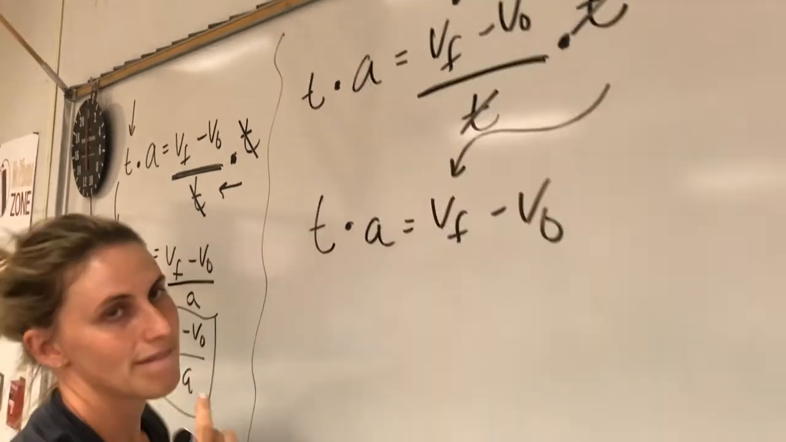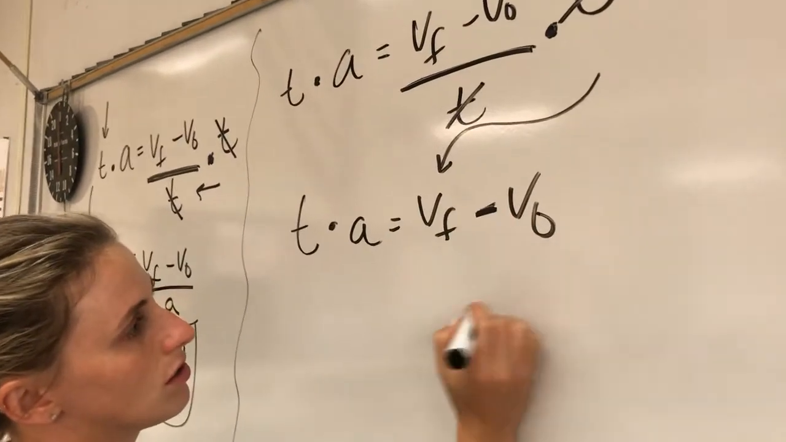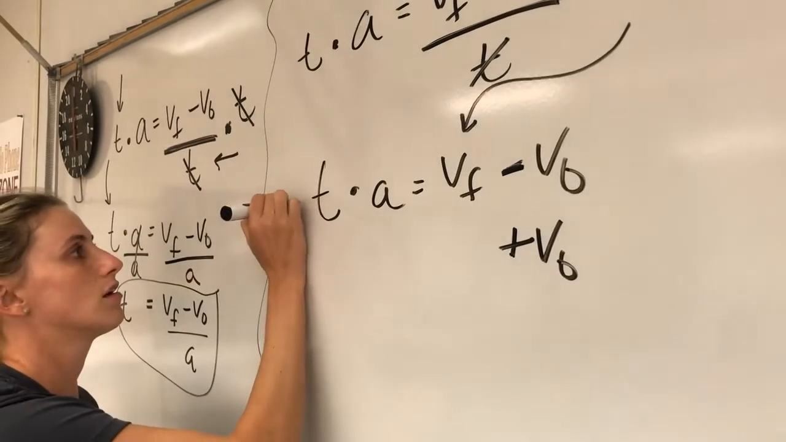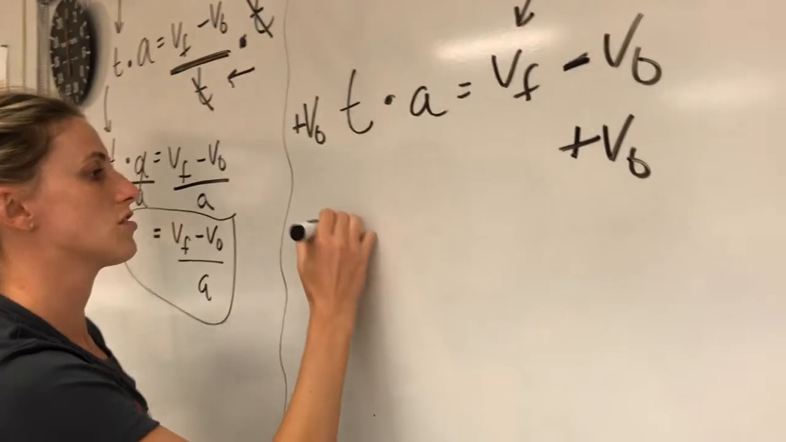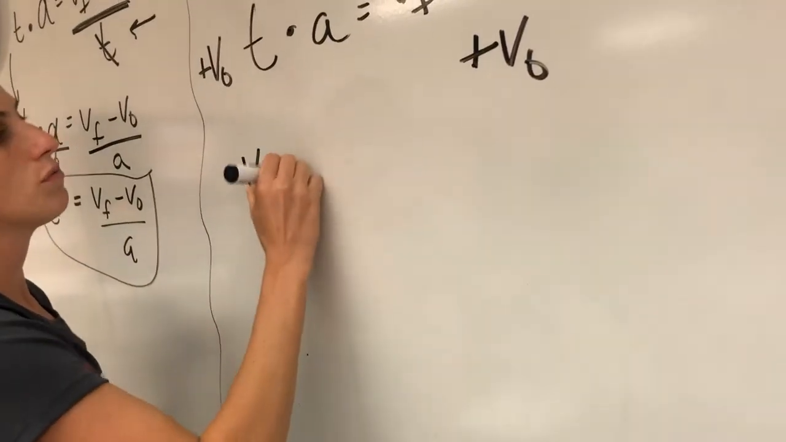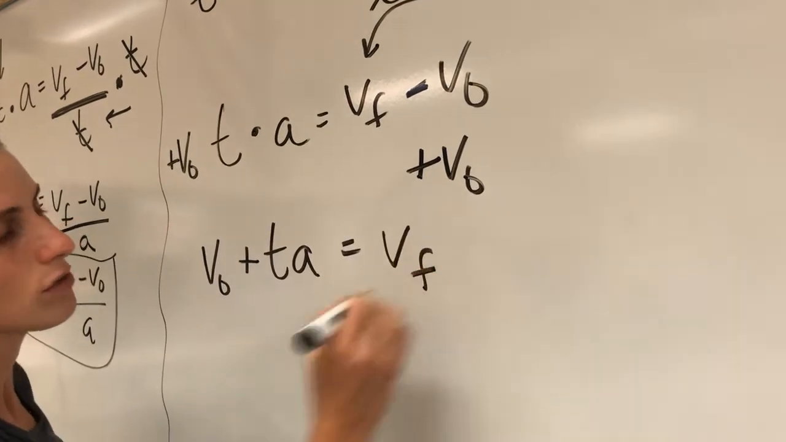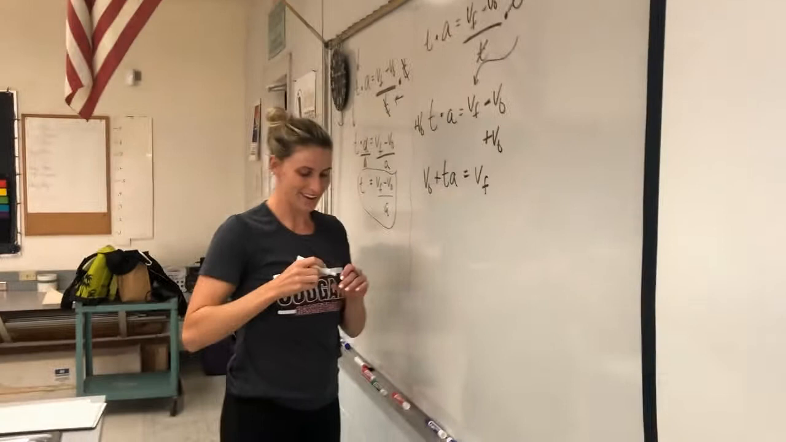We want this guy. So what's the opposite of subtraction? Addition. So I'm going to add this guy over here. Okay, this looks super ugly, so let's go ahead and rearrange this. I'm going to say v initial plus t a equals v final. Okay. Sweet. Simple as that.